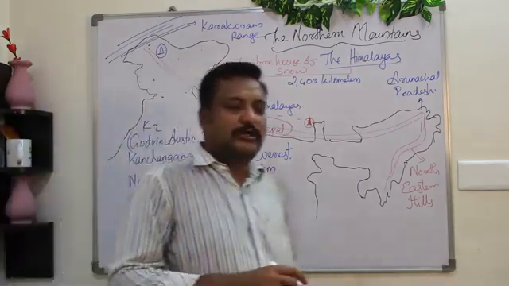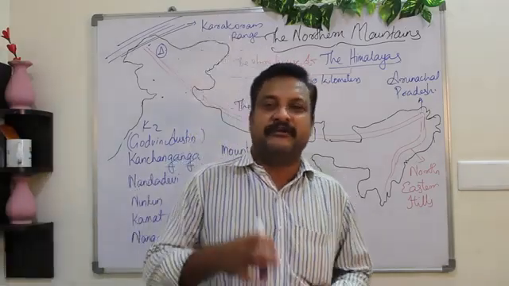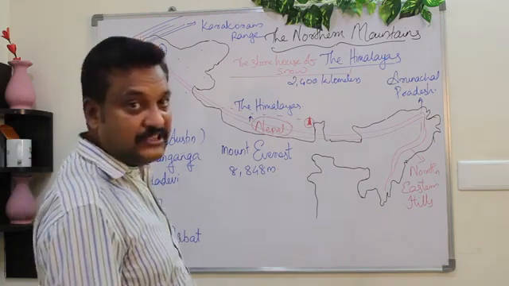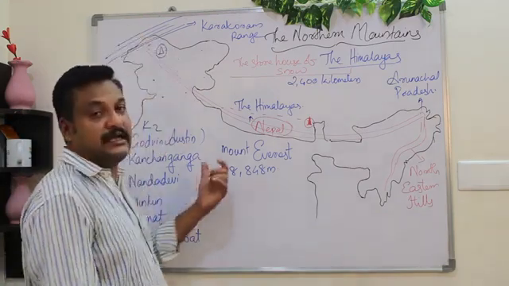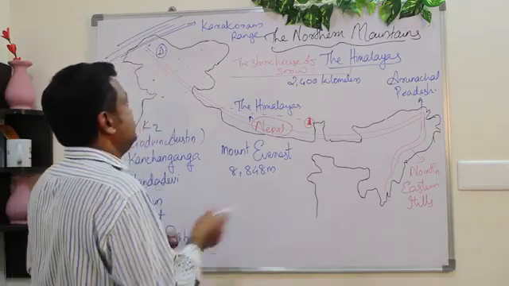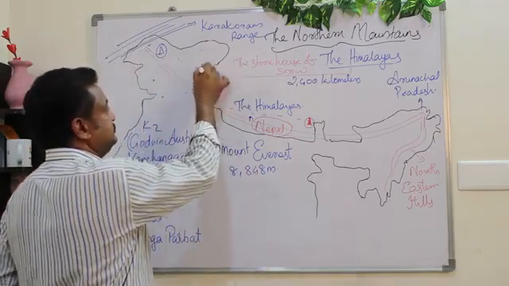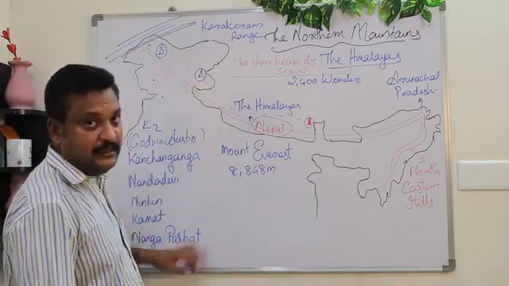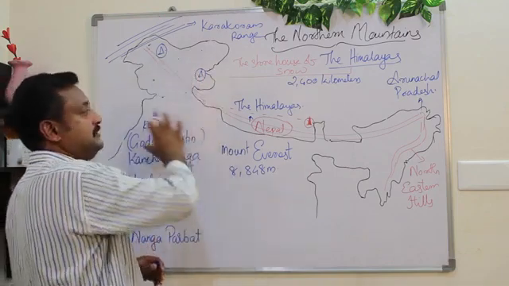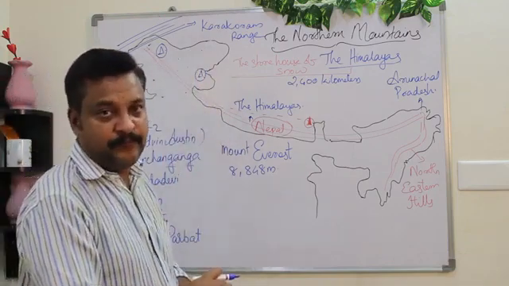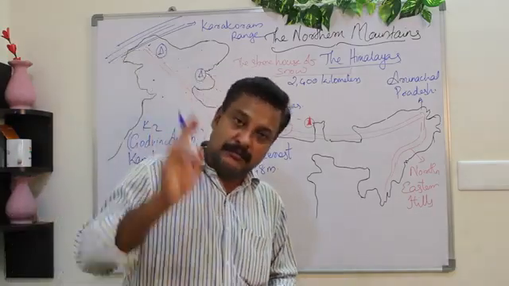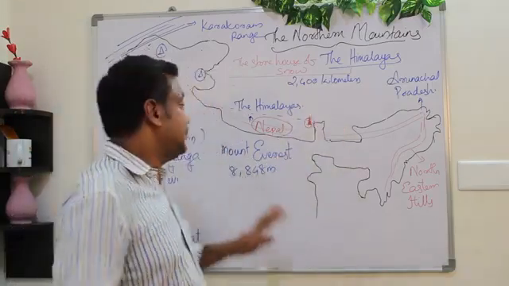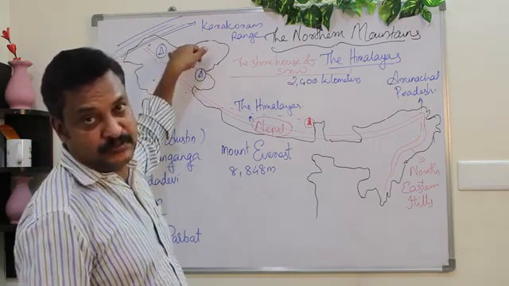It is not publicly called Godwin Austen, but we usually call it by the name K2, and the location of K2 is here. Kanchenjunga is the second highest peak, and it comes here. The other peaks in India are scattered in this region. So the highest peak in the world is Mount Everest, which is in Nepal. The highest peak in India is K2 or Godwin Austen in Jammu and Kashmir.